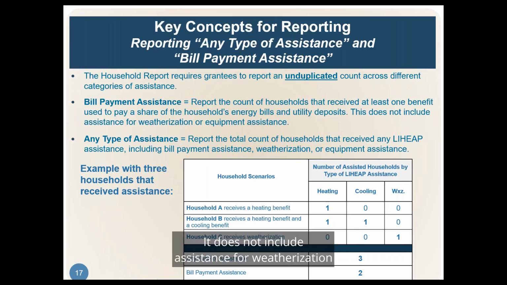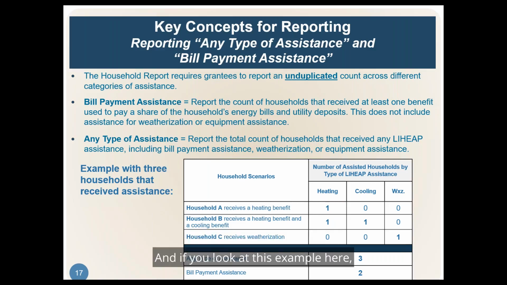It does not include assistance for weatherization or equipment assistance. The any type of assistance line reports the total count of households that received any LIHEAP dollars. This might include bill payment assistance, weatherization, equipment assistance, or other types of crisis assistance.